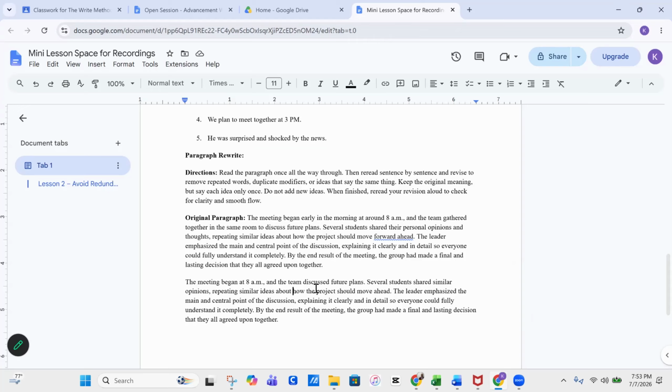Watch how getting rid of that actually doesn't take away any meaning. Several students shared similar opinions, repeating. Okay, so the similar part of that is not needed. Repeating, well, watch. Several students shared similar opinions about how the project should move ahead.